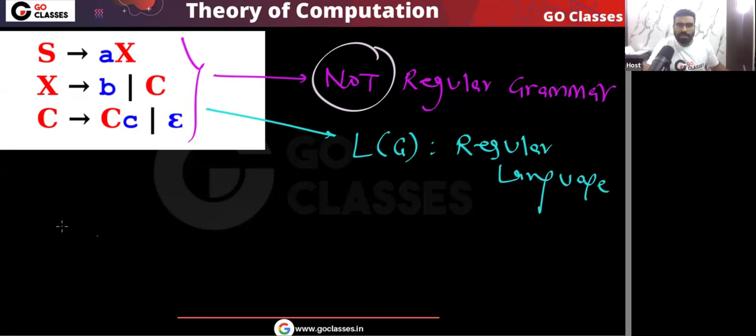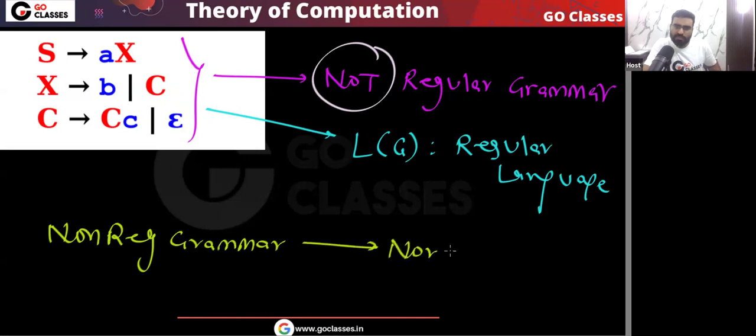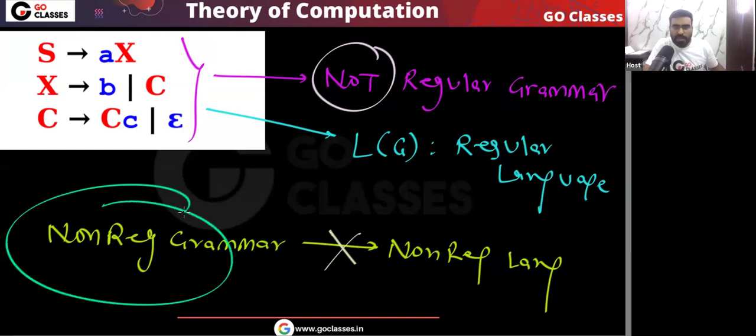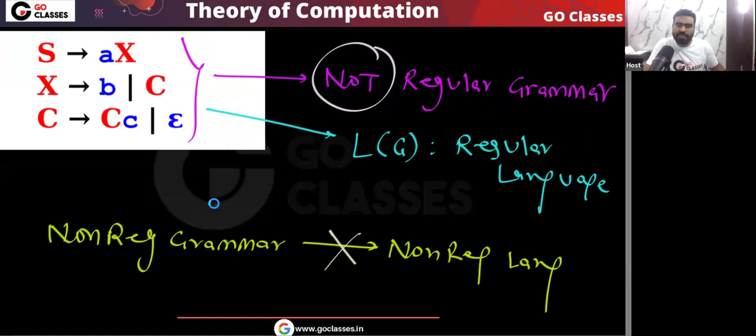So remember this statement: when I say that a non-regular grammar will always generate a non-regular language, is this statement true or false? Tell me. This statement is false. Okay, is this point clear? A non-regular grammar may or may not generate a non-regular language. It may generate a regular language or it may generate a non-regular language. It will depend on the grammar.